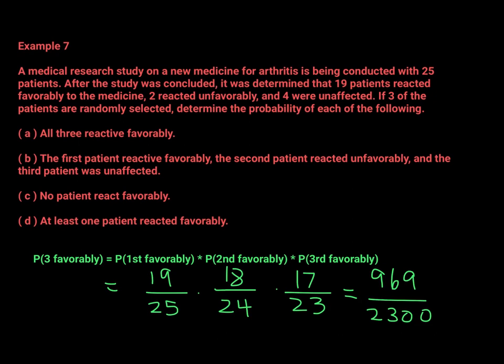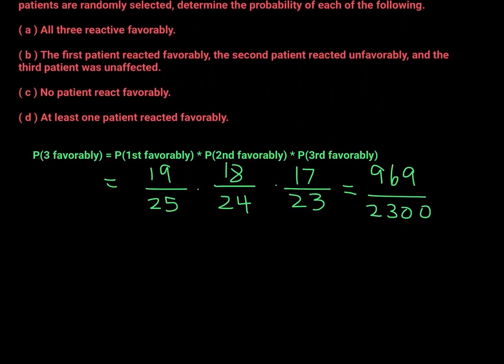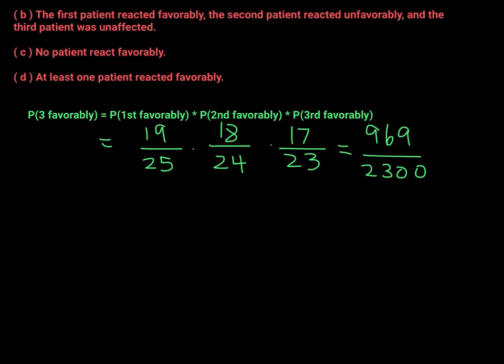Okay, let's go for the next one now, which is the first patient reacted, not reactive. Okay, I changed it. Reacted favorably. The second patient reacted unfavorably, and the third patient was unaffected. All right, so let me move up here. If I can't, there we go. All right, so let's do this. So here we go.